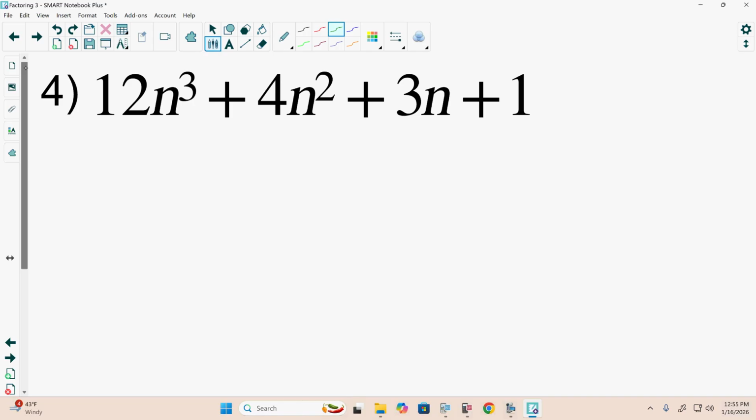Let's look at the next one. I think we've got like 2 left. Now, here, again, we can group it however we want. But I normally take the first 2 terms and put them together, and take the second 2 terms and put them together. Now, 12n cubed plus 4n squared. Well, we know between n cubed and n squared, it has a greatest common factor of n squared.